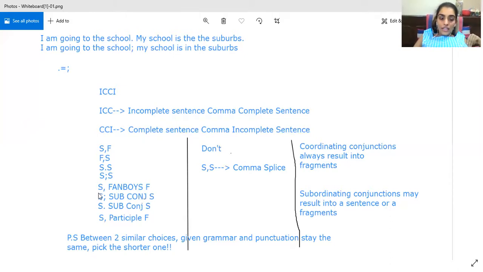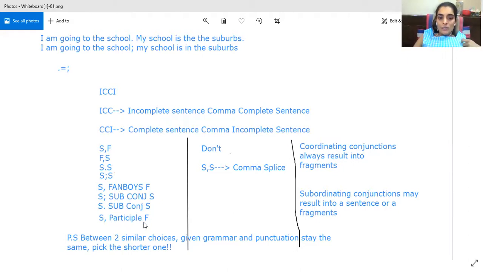We know subordinating conjunctions sometimes make sentences, sometimes make fragments. Like things like however, or moreover usually make sentences. So if it's a sentence, you will use a semicolon or a full stop. If it is a fragment, like words like though or although, which make a fragment, then you use a comma because it makes it a fragment, right?